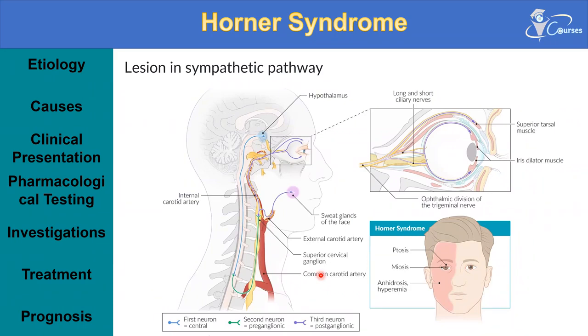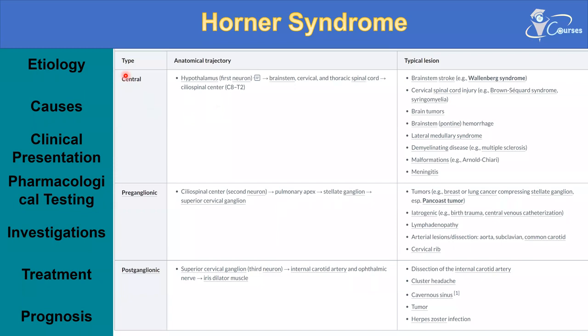Any lesion involving the sympathetic pathway from its center to the end, from the hypothalamus, passing through the spinal cord to the ciliospinal center of Budge, to the superior cervical ganglion, passing through the chest and the neck, and then entering again into the brain, will result in Horner syndrome. This can be classified into categories: central, preganglionic, and postganglionic.